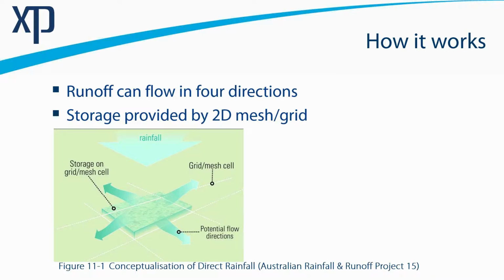As it comes off, the flow effectively moves in 4 directions, and the storage is sort of controlled by your 2D grid. A really nice thing about this approach is that it's fairly seamless. As your water comes off the steeper parts and into your flood-prone areas, you're straight into the hydraulic. You're using the same equations.